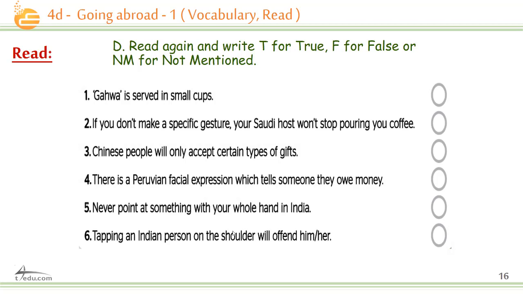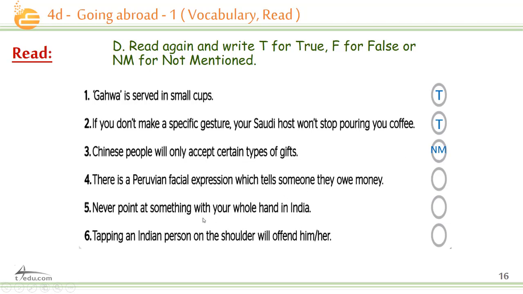Okay, now let's see. We are going to read again and write T for true, F for false, or NM for not mentioned. Gahwa is served in small cups. Yes, this is true. Very good. If you don't make a specific gesture, your Saudi host won't stop pouring coffee. Yes, very good. Excellent. Okay. Chinese people will only accept certain types of gifts. Did they say anything about this? Very good. So it's not mentioned.